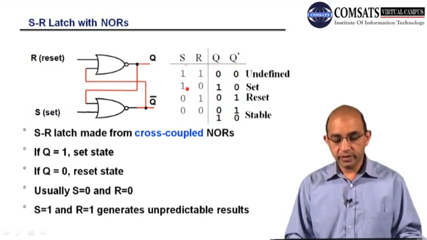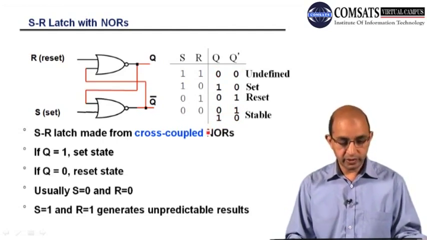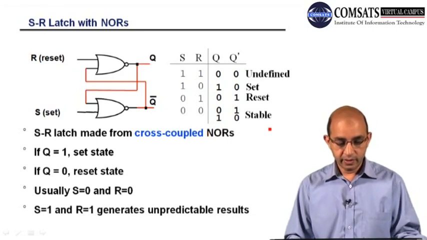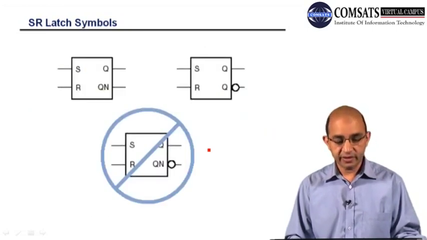And then 1, 0, S is 1, so it means we want to set the latch. 0, 1, we want to reset the latch. And 0, 0, no change. So if we have the previous state 0, 1, it will retain the previous state. If we have the previous state as 1, 0, it will also retain the previous state. So this is the summary of the SR latch.